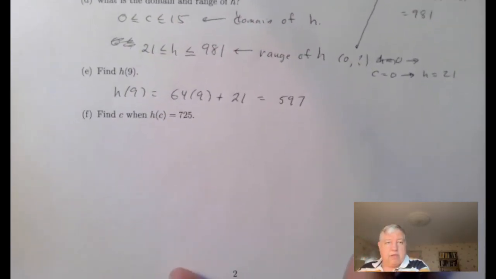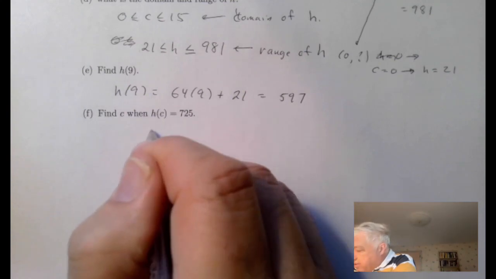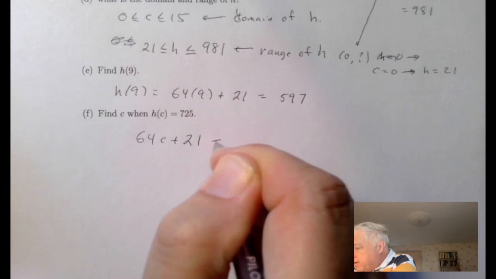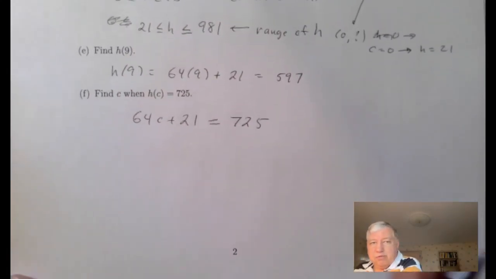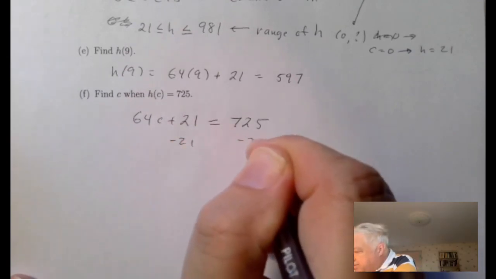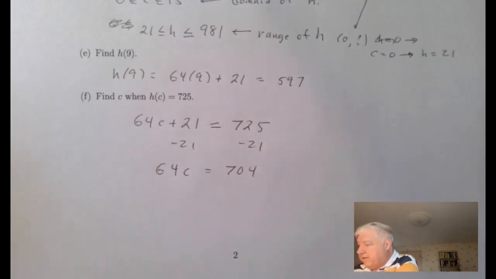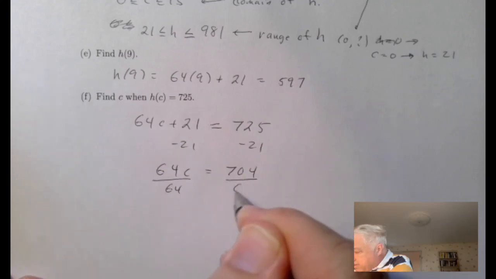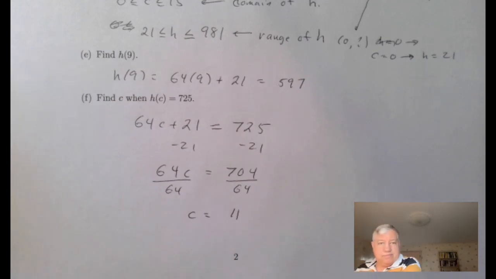And then the last example asks you to find C when H of C is 725. So H of C, remember, is 64C plus 21, and we're setting that equal to 725. We want to find C. We can subtract 21 from both sides, and we get 64C equals 704, and we can divide both sides by 64, and so we get C is equal to 11.